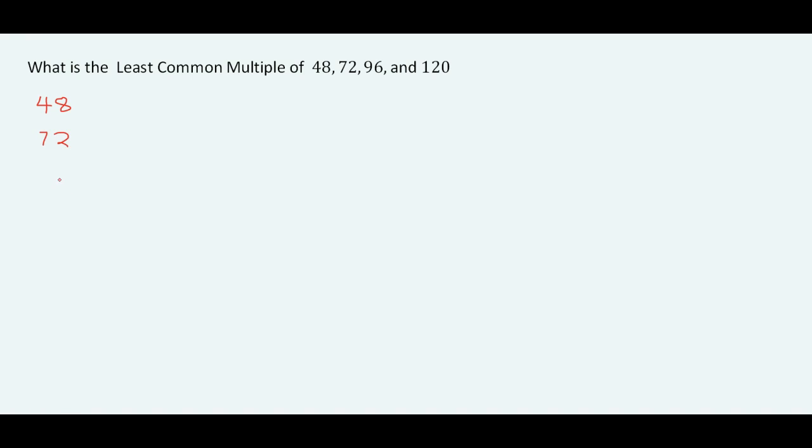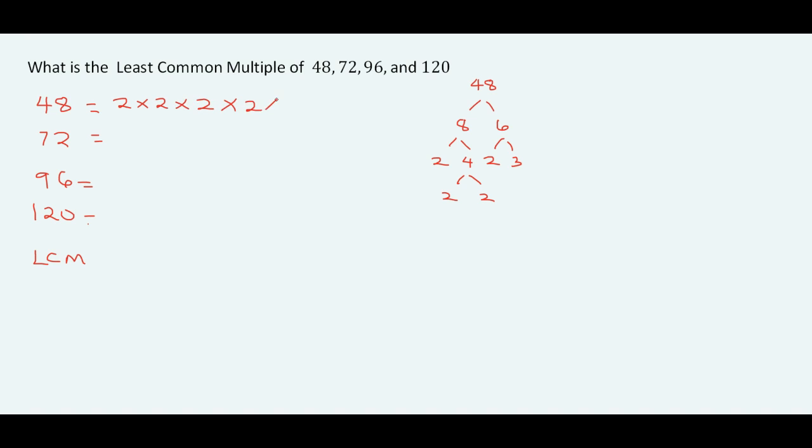Final example, we have 48, 72, 96, and then 120. And we're going to find the LCM for this. So I'm going to use the other method I used. 48, we're going to have 8 times 6. 6 is 2 times 3. 8 is 2 times 4, which is 2 times 2. So 48 is 2 times 2 times 2 times 2 times 3.